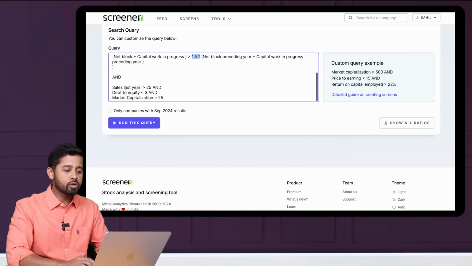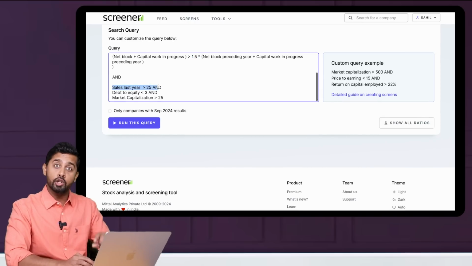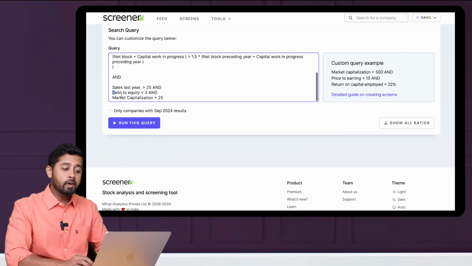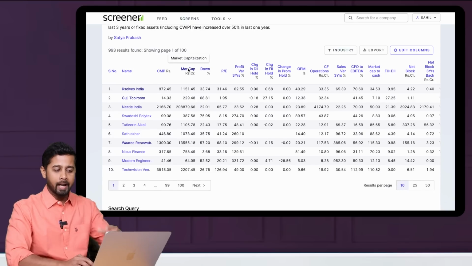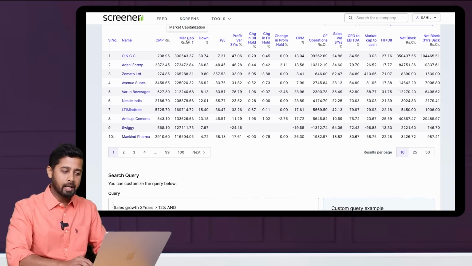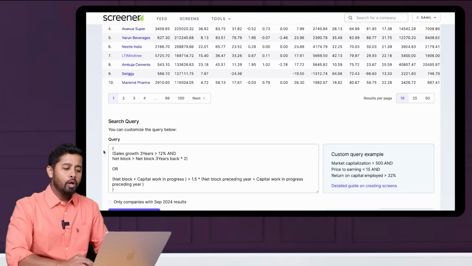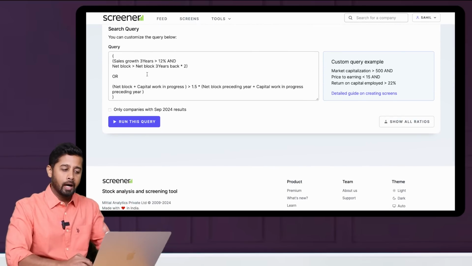Apart from this, they've also used criteria like sales of last year should be greater than 25, debt to equity should be less than 3, and market cap should be greater than 25. So that gives a list of 993 names, right? And then of course you can sort it around the market cap and all these parameters. Obviously this is a long list. So how do you narrow it down?